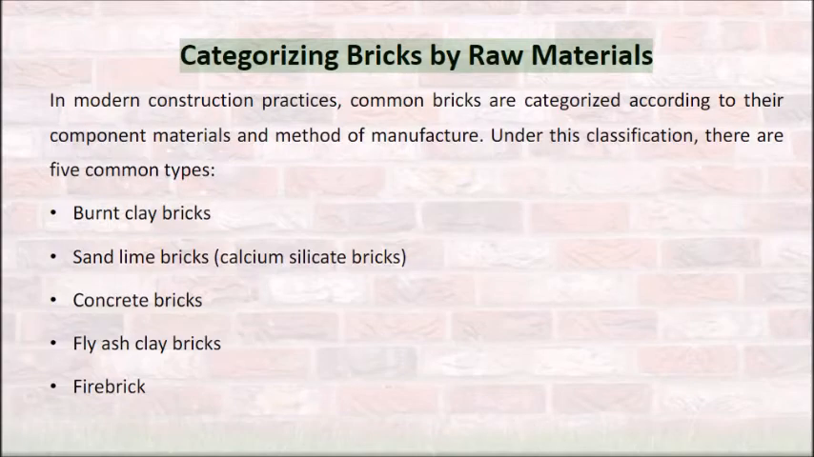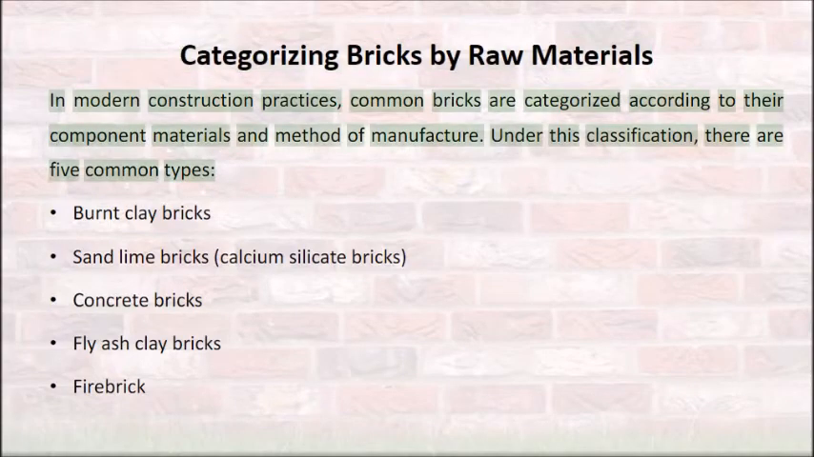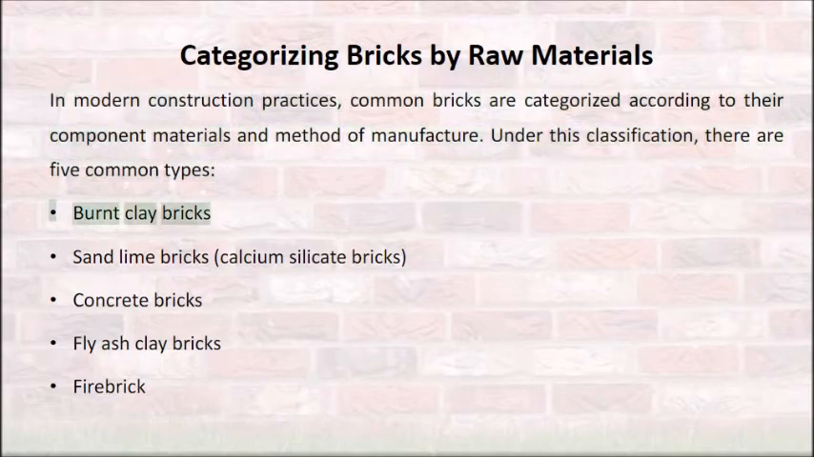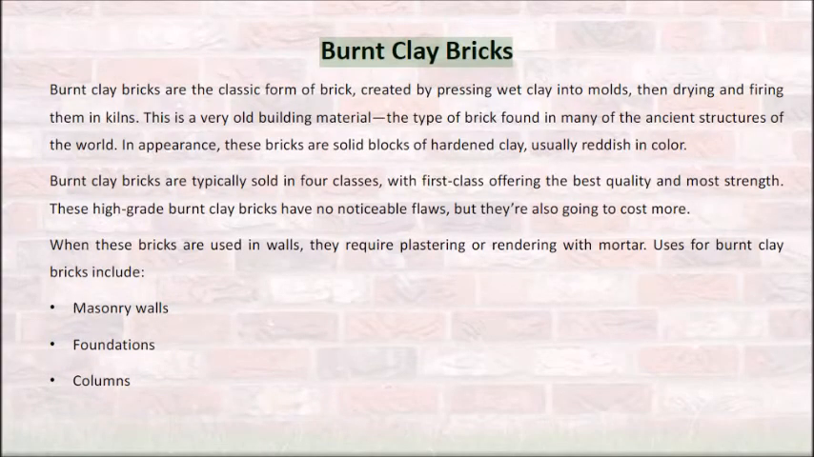Categorizing bricks by raw materials. In modern construction practices, common bricks are categorized according to their component materials and method of manufacture. Under this classification, there are 5 common types: burnt clay bricks, sand lime bricks or calcium silicate bricks, concrete bricks, fly ash clay bricks, and fire brick. Burnt clay bricks.